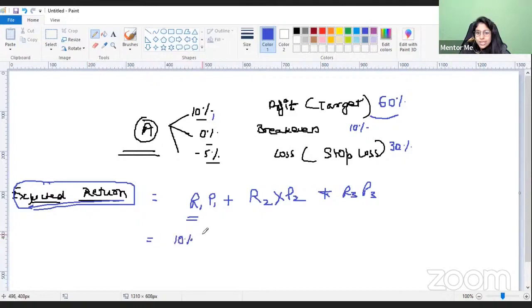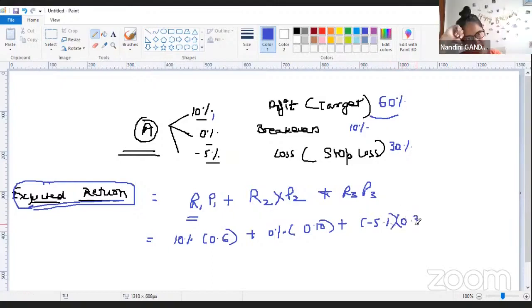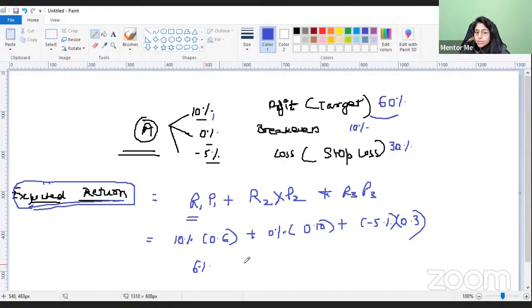Now this is 10% into 0.6 plus 0% into 0.1 plus, or rather minus 5% into 0.3. ठीक है, तो 10% into 0.6 करेंगे 6% आ जाएगा. इसका तो 0 ही आएगा. इसका कितना आ जाएगा? 5 into 0.3 will be 1.5, right? 6 minus 1.5 करते हो कितना आता है? 4.5 आता है.